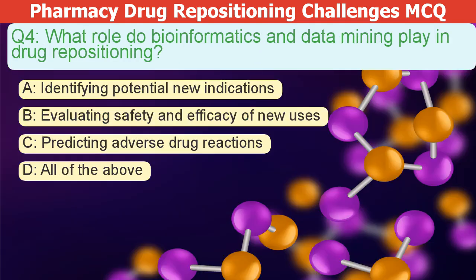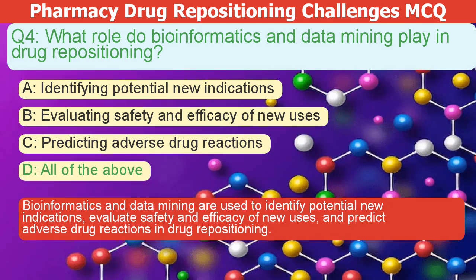What role do bioinformatics and data mining play in drug repositioning? A. Identifying potential new indications. B. Evaluating safety and efficacy of new uses. C. Predicting adverse drug reactions. D. All of the above. The correct answer is D. Bioinformatics and data mining are used to identify potential new indications, evaluate safety and efficacy of new uses, and predict adverse drug reactions in drug repositioning.